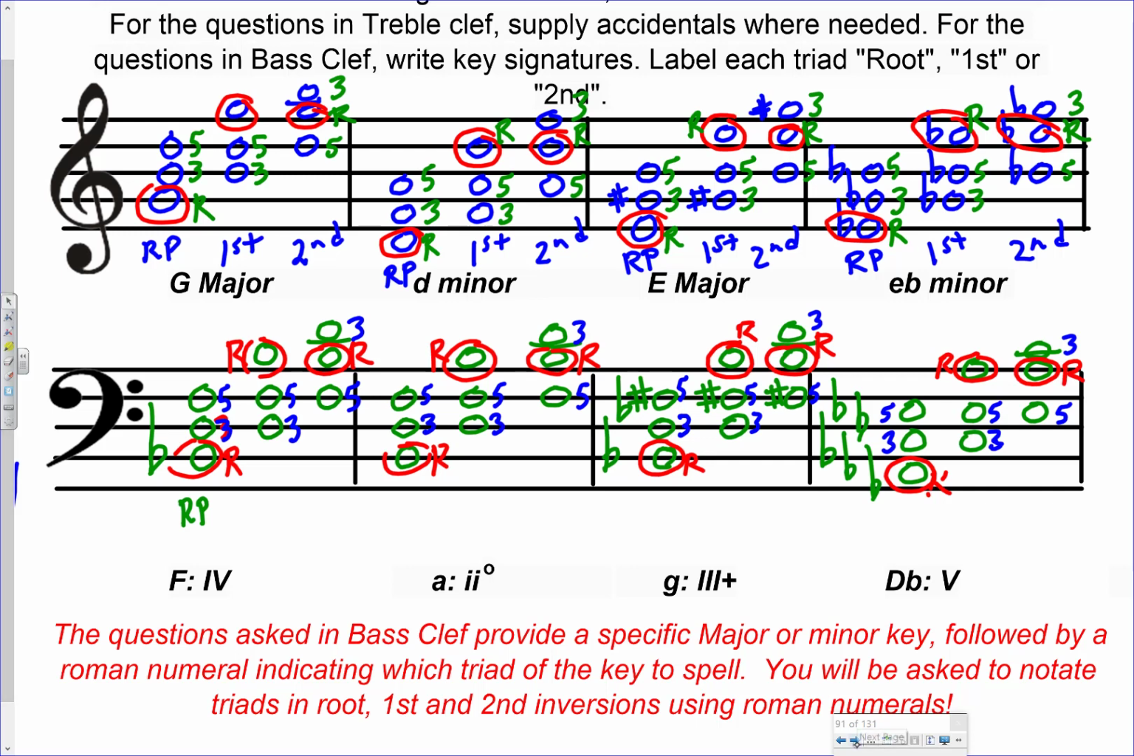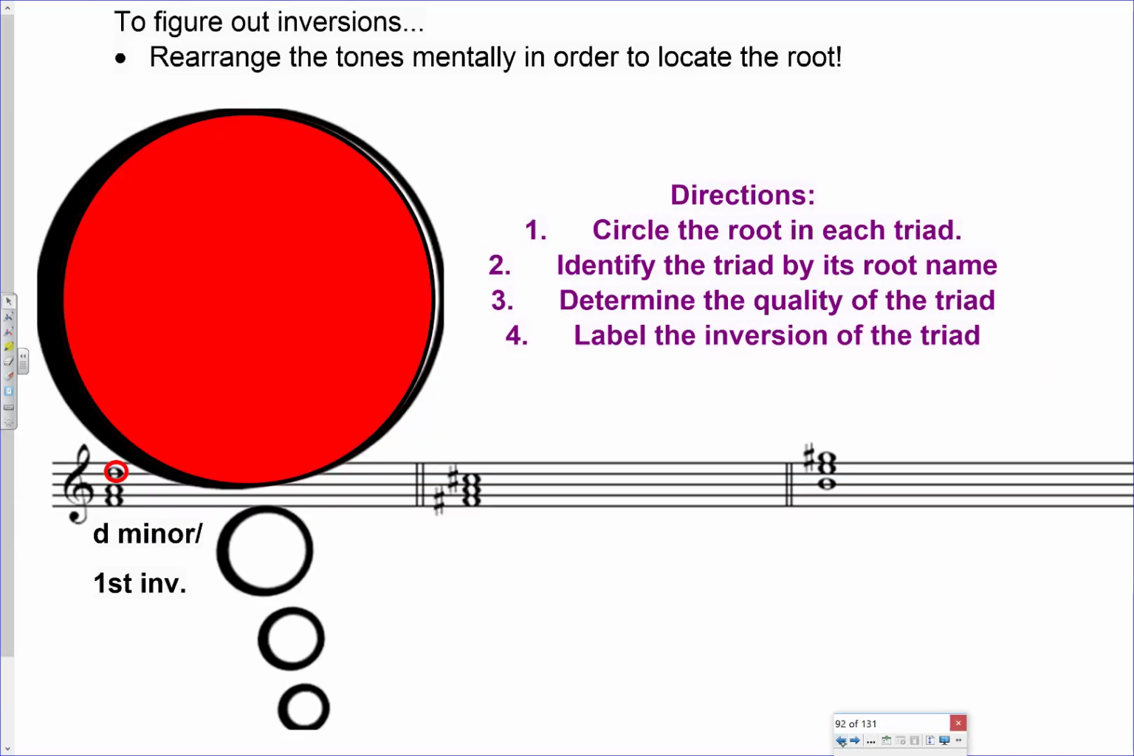Let's continue. Okay, to figure out inversions, what you'll need to do is rearrange the tones mentally in order to locate the root. In other words, look at the triad. If the triad's not a snowman, where you have a line, line, line, or a space, space, space, then the triad is an inversion. Clearly, in the first example here, the triad is inverted. In the second measure, which I'll circle, the triad seems to be in root position. And in the third example, the triad is also inverted, like the first one.